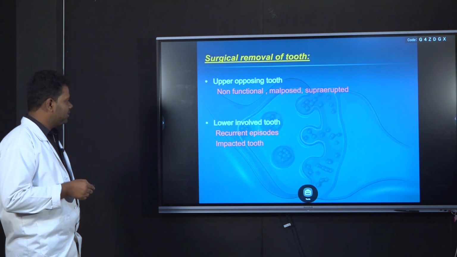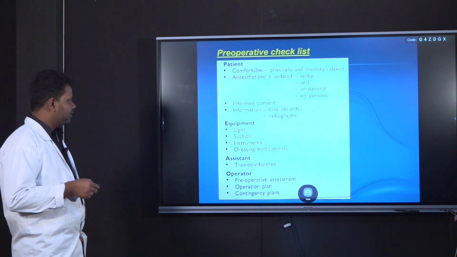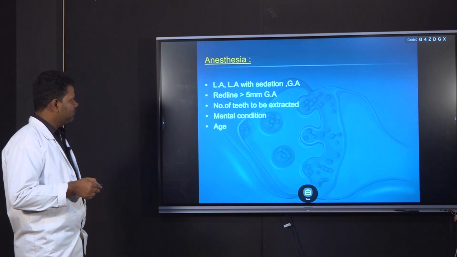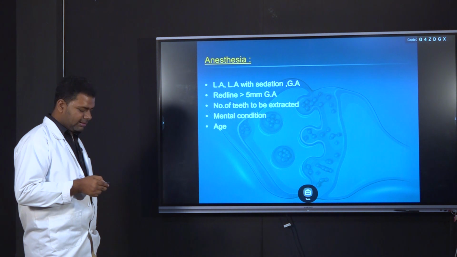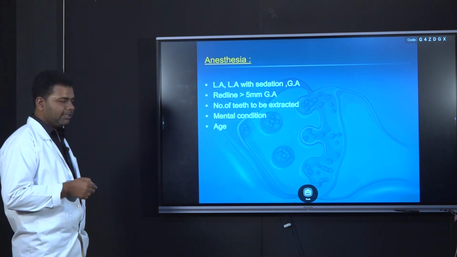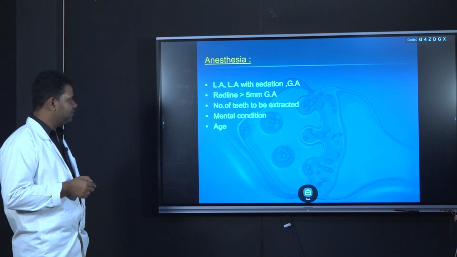And in surgical removal of the teeth, here is the preoperative checklist you should consider for removal of the tooth, and also the Winter's assessment should be considered, and Pederson score can be given for the assessment of the teeth. Here anesthesia can be used as local anesthesia, and if the red line is greater than 5 mm, general anesthesia is considered.